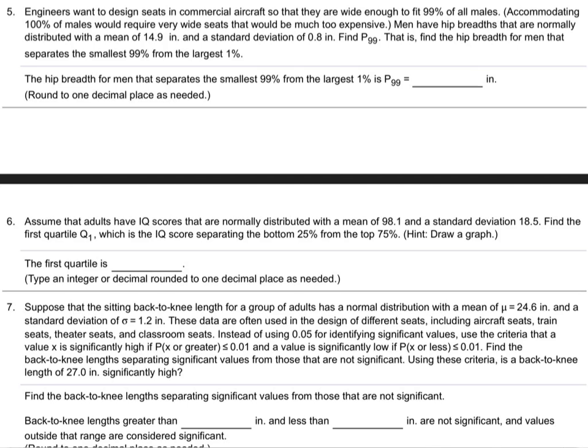Here we go. Engineers want to design seats in commercial aircraft so that they are wide enough to fit 99% of all males. Accommodating 100% of males would require very wide seats that would be too expensive. Men have hip breadths that are normally distributed with mean 14.9, standard deviation 0.8. So that's the average hip width, and that's the standard deviation, right? How much variation there is. Find P99. Well, now what's P99? That is the hip breadth for men that separates the smallest 99% from the largest 1%.